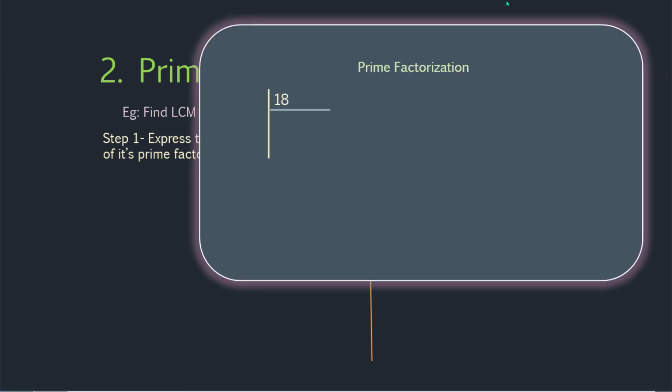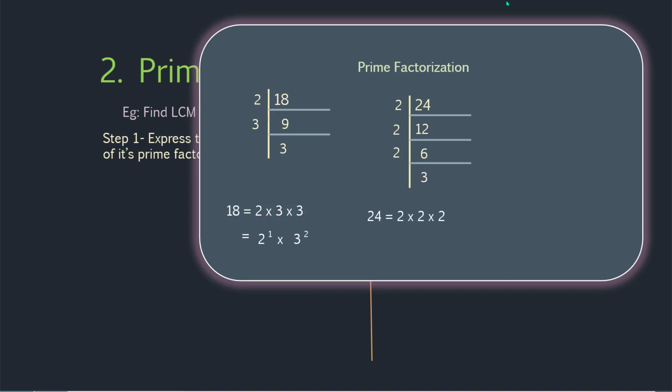We divide 18 by the least prime factor 2. We get quotient 9. Next we divide by 3 to get 3 as quotient. So 18 can be expressed as a product of prime numbers 2 and 3, and finally as the exponential expression 2 raised to power 1 into 3 raised to 2. In the same manner, we can express 24 and 36 as a product of powers of their primes.